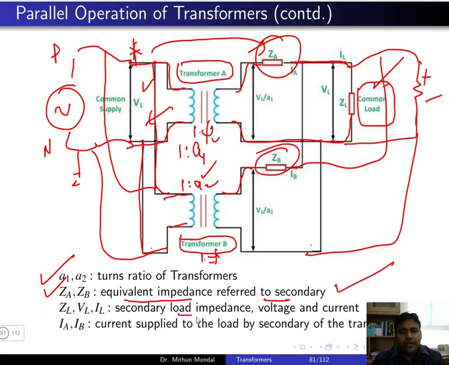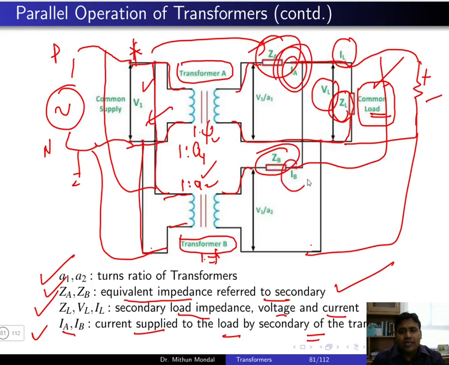Then the load impedance, voltage and current are given by ZL, VL and IL. ZL is the impedance of the load, VL is the load voltage and IL is the load current. IA and IB are the currents supplied to the load by the secondary of the transformers. So current IA and current IB are transferred from transformer 1 and transformer 2, or A and B, to meet the load requirement.